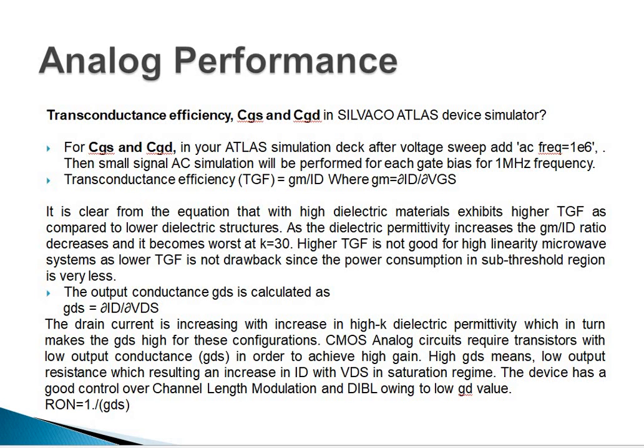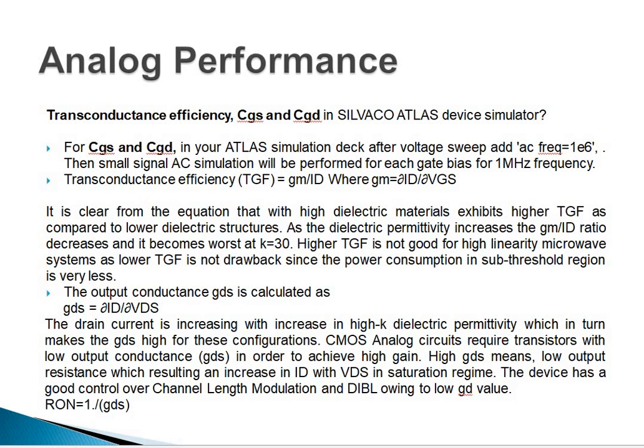Transconductance efficiency TGF is equal to transconductance divided by drain current, where transconductance, as you know very well, is equal to the change in drain current with respect to the change in gate voltage. It is clear from the equation that high dielectric materials exhibit higher TGF as compared to lower dielectric structures. As the dielectric permittivity increases, the GM by ID ratio decreases and it becomes worst at K equal to 30. Higher TGF is not good for high linearity microwave systems, while lower TGF is not a drawback since the power consumption in the sub-threshold region is very less.